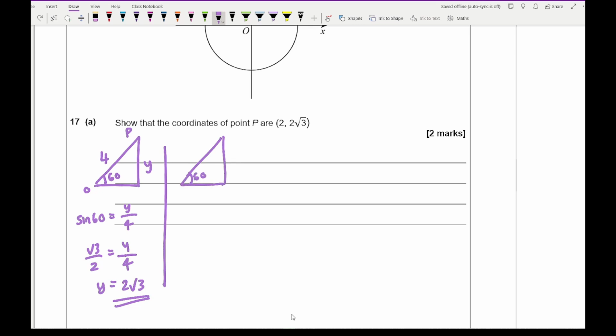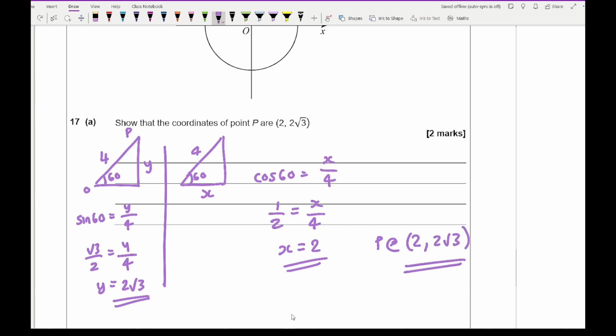Then if I work out the same triangle, so this is 60, this is 4, and I want to work out what the x coordinate is. This time I need to use cos 60 equals x over 4. Cos 60, another exact value of trig, so I've got a half equals x over 4. Do a bit of cross multiplying and I get x equals 2. So my x ordinate is 2, so P is going to be at 2, 2 root 3, which is exactly what they wanted me to show.